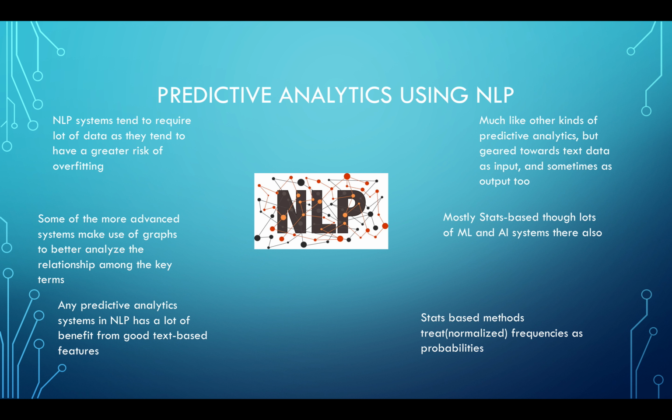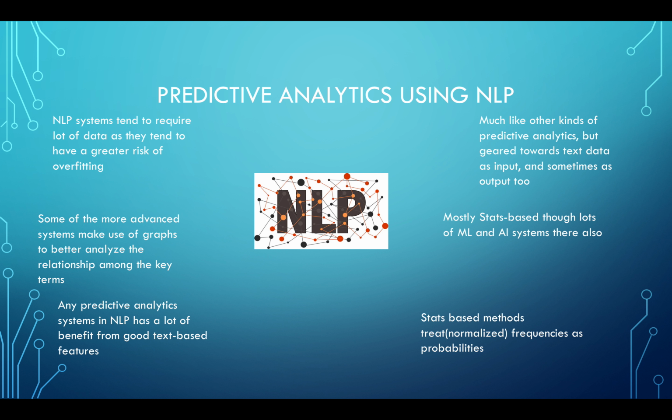Naturally, the stats-based systems treat the frequencies as probabilities, which is why the more text we have, the better the system works. These probabilities are more accurate. Stats models include naive Bayes, GloVe, and several other systems. Any predictive system in NLP benefits a lot from good text-based features. This can either be the values of the TF-IDF metric or any custom feature from advanced methods.